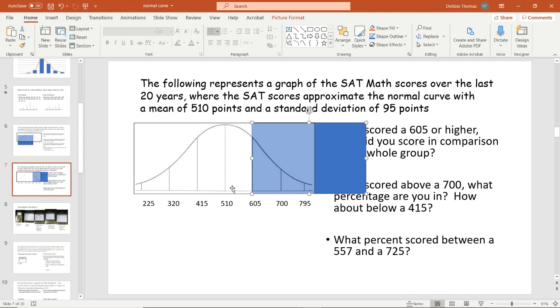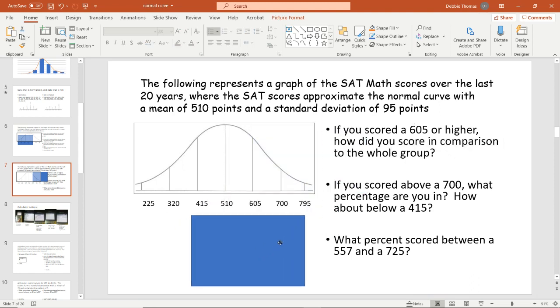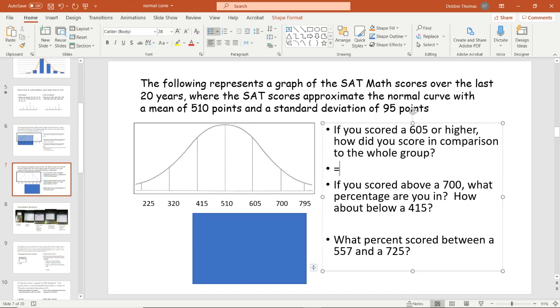This time I have the mean and all the deviation work done. So now we are talking about these percentages. This was a 13.6, this is a 2.1, this is a 0.1. So to find this answer, this is going to equal 13.6 plus 2.1 plus 0.1, right? And we're going to get that as a percentage. So that is 15.8%.